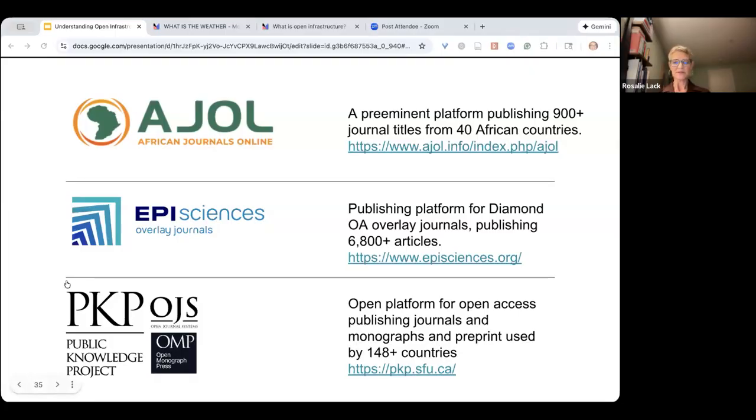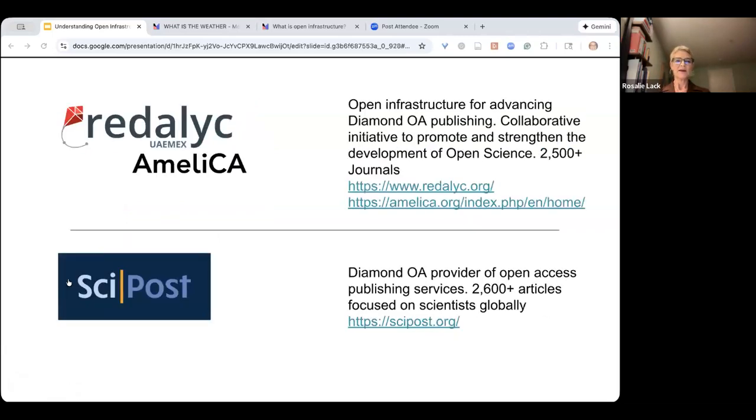And PKP, of course, many of you may be familiar with OJS as running your journals publishing. And other publishing examples, for example, SciPost is a publisher of scientific journals, again, peer-reviewed scientific journals.